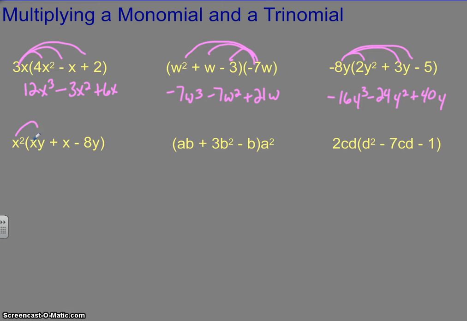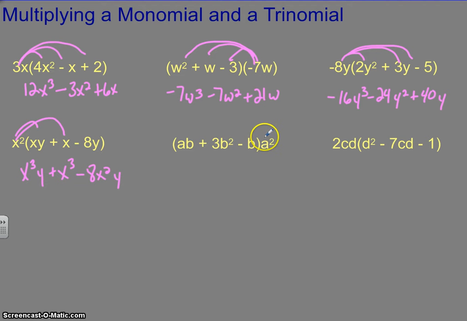Next, this times this, x^3 y. So x^2 times x^1 is x^3. The y stays unchanged. x^2 times x is x to the third. x^2 times this is negative 8x^2 y. Okay? And notice here, this has a degree of 4. 3 plus 1 is 4. This has a degree of 3, and this has a degree of 3. In this case, it doesn't really matter which one of these goes first, because they both have a degree of 3. This one has to go first, but these two I can change the order of.